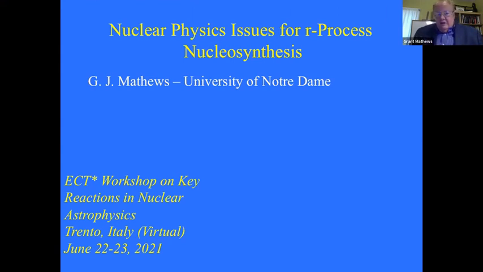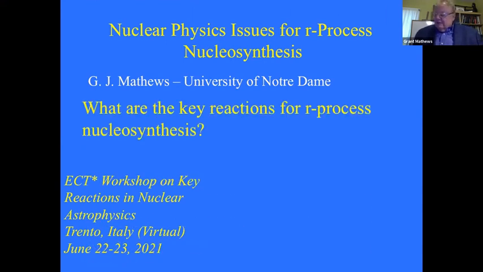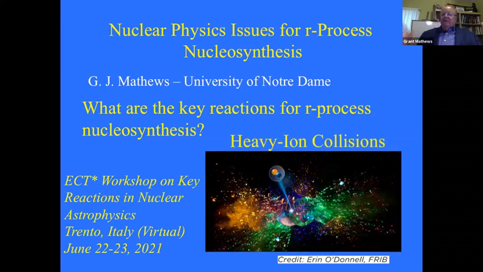But first of all, I want to just answer the main question: what are the key reactions for the R process? It was nice Taka showed some light element reactions that are important, but what we've been saying since the 1980s and before was that it's heavy ion collisions. This happens to be a figure I just took off the FRIB website, but it kind of shows an artist's depiction of all the complications that come out of a heavy ion collision. And one of the things we want to do is be able to probe aspects of the R process.